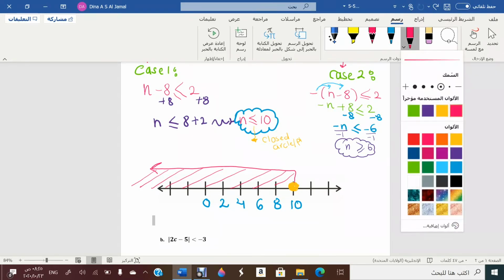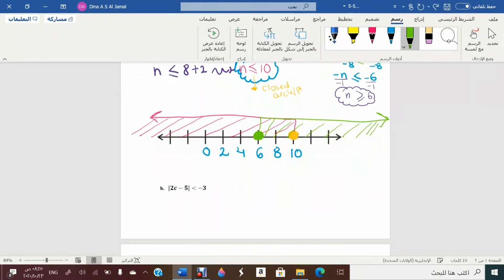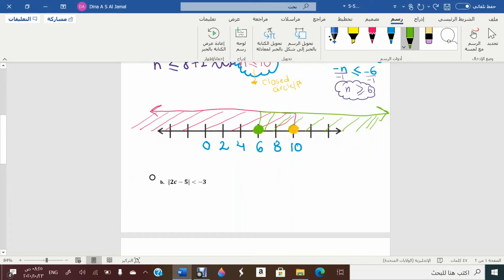Now let's go to the other part. We are having 6 and it is having equal, so it is a closed point. Ask yourself, what are the numbers that will be bigger than 6, to the right or to the left? So it is to the right. Color it with different color. Now your solution set will be the intersection between both of these.